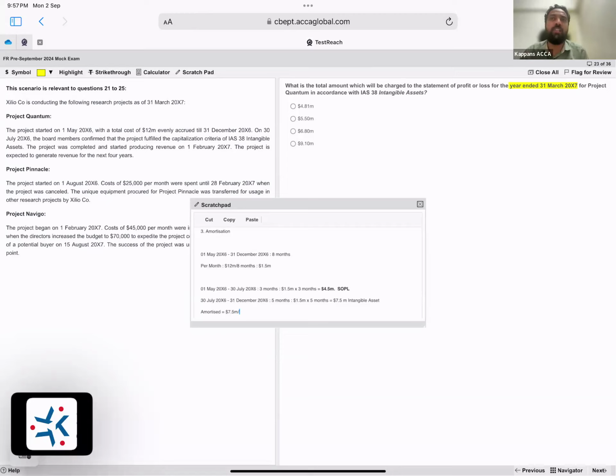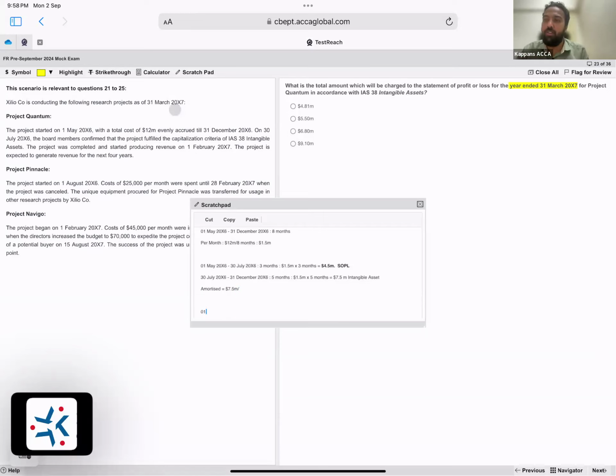If production date is given, we have to start amortizing from the production date. So the production date is given on February X7. And financial year ending is 31st March. So from 1st February to 31st March, there are basically 2 months. So this must be amortized for 2 months. What is the useful life of the project? The project is expected to generate revenue for next 4 years.